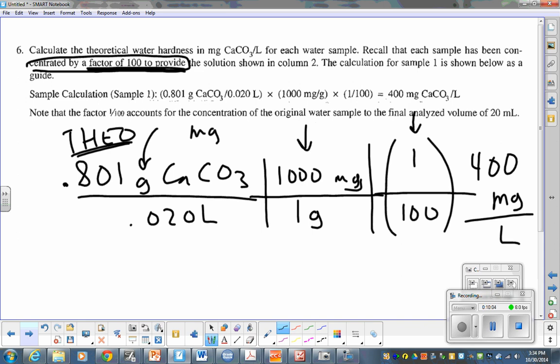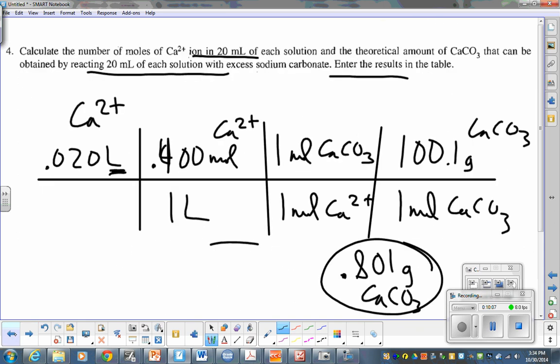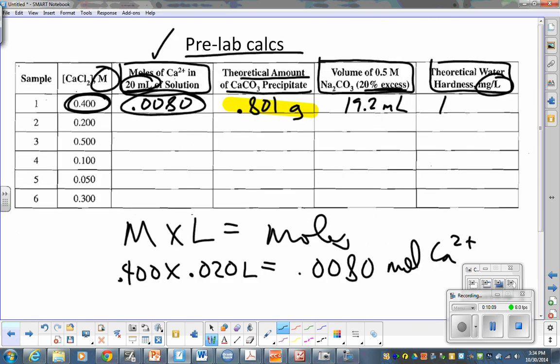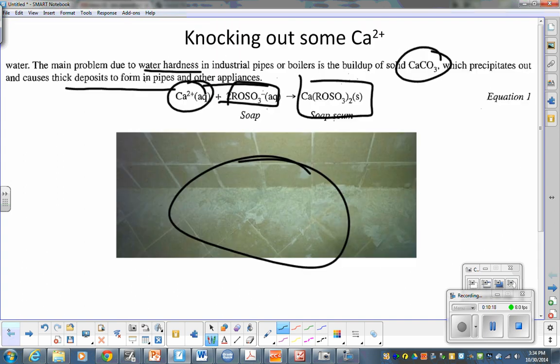And I come back here, and I get 400. Theoretically, I have 400 milligrams per liter, which would determine how hard the water is. I think there's a chart here. I don't know if I put the chart in there. In your lab, there's a chart that determines water hardness.